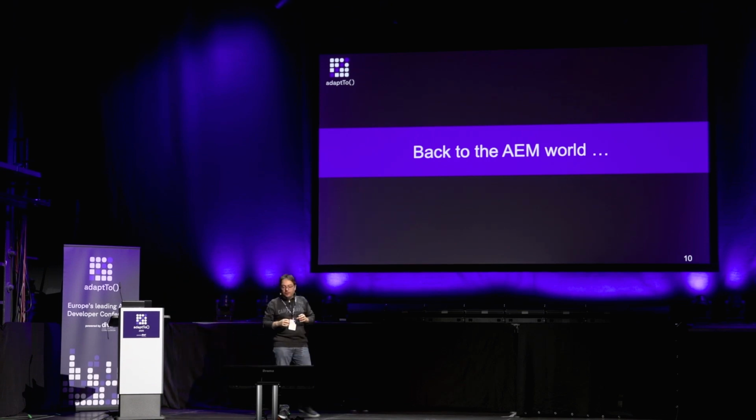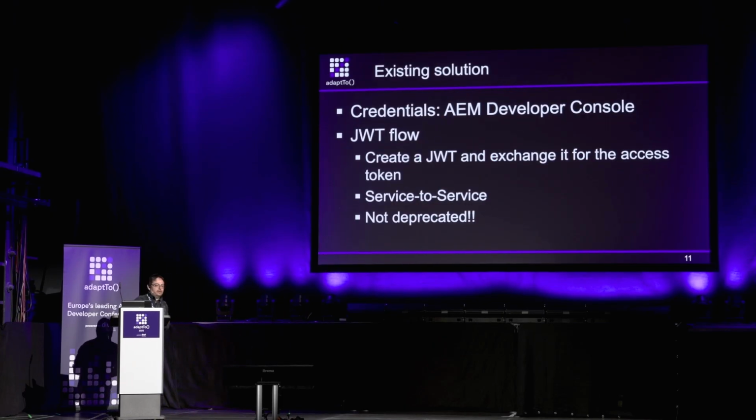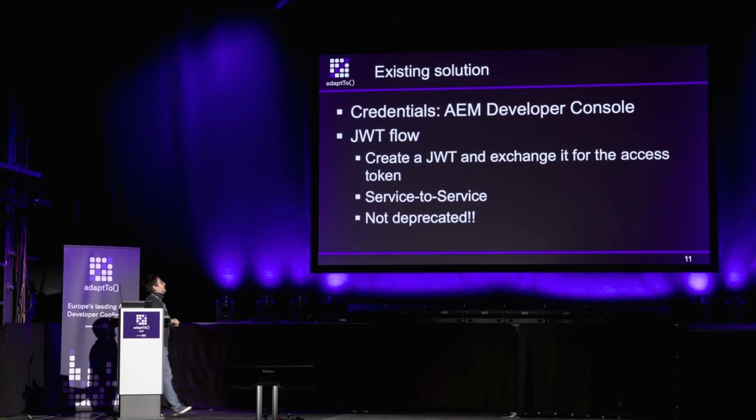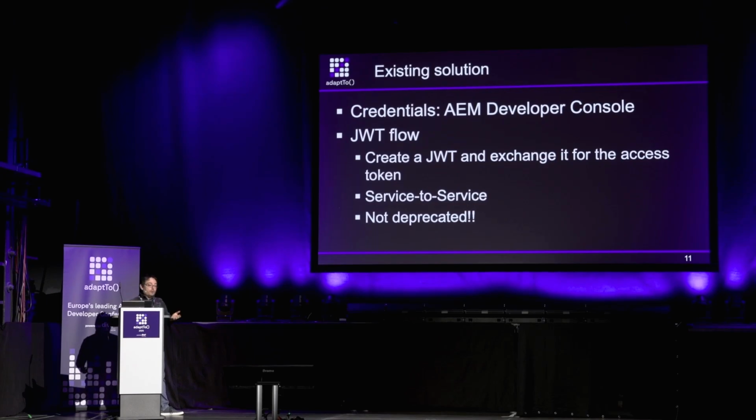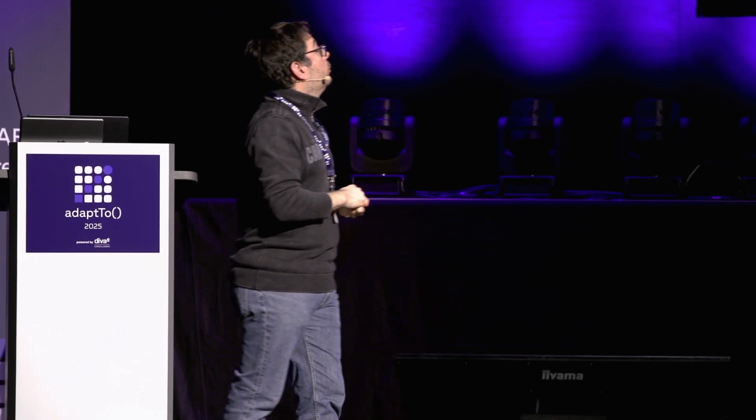So after this, we go back to the AEM world. This is the second part of the system. So what did we have until now to integrate with AEM? We have the AEM Developer Console. It's still working. And in that AEM Developer Console, you will log in, you will get your set of credentials that we are going to use to obtain an access token. We will be using the JWT flow, where we build a JWT, and then we exchange it for an access token. Later, we use that access token to access the resources.